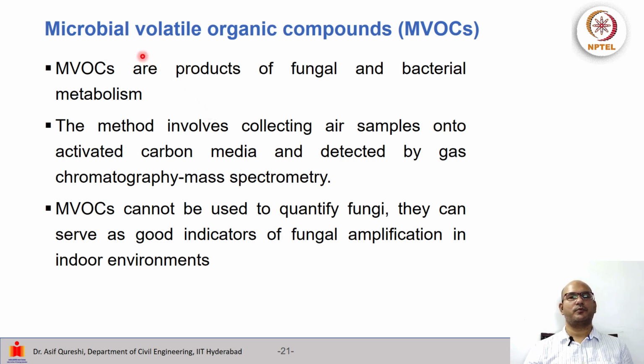Then we have microbial volatile organic compounds, which are the product of fungal and bacterial metabolism. These volatile organic compounds need to be analyzed by chemical methods. So the method of analyzing microbial volatile organic compounds would involve collecting an air sample onto activated carbon medium, and then detection of this sample by gas chromatograph mass spectrometry. MVOCs sometimes cannot be used to quantify fungi, but they can serve as indicators of fungal amplification in the indoor environment.